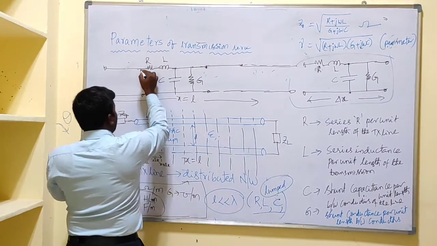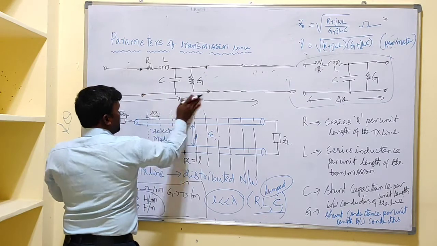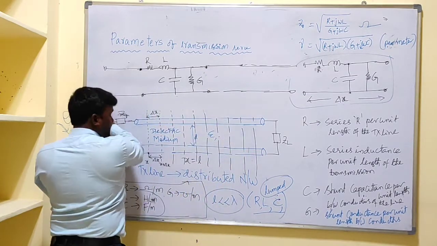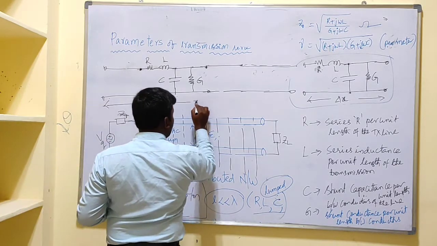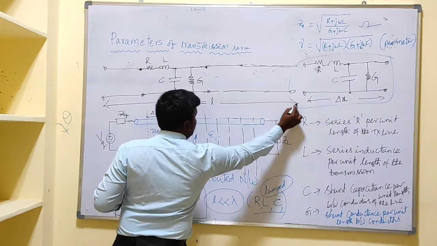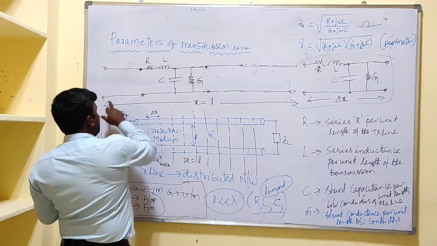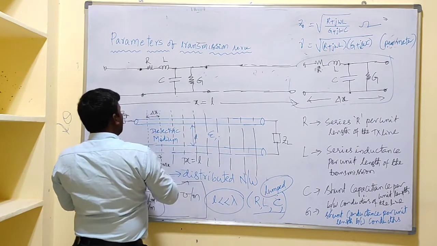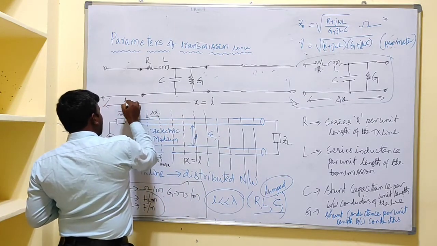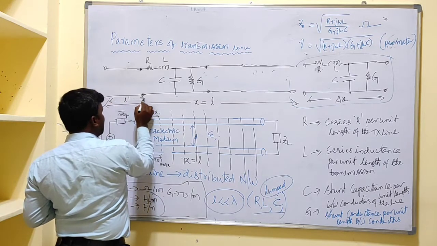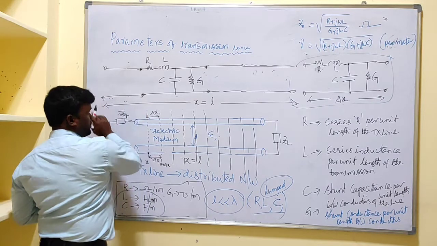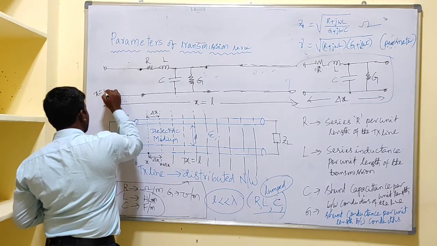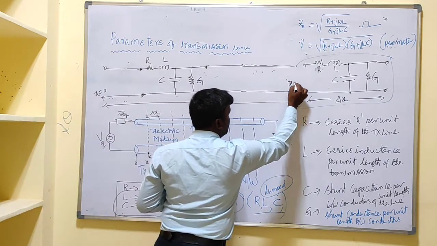Total length of the line is x equal to L. Here length is variable. Suppose up to this part we may take L dash, so the length of the line may be taken as L dash. That means x is variable. At this location x equal to 0, at this location x equal to L.